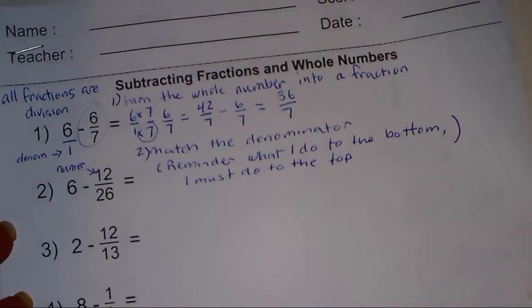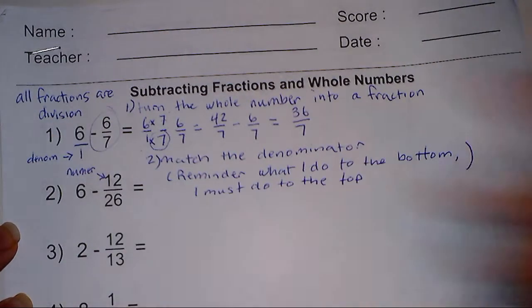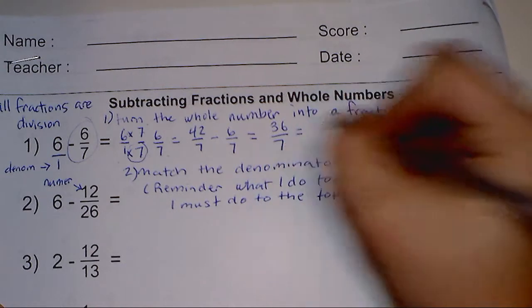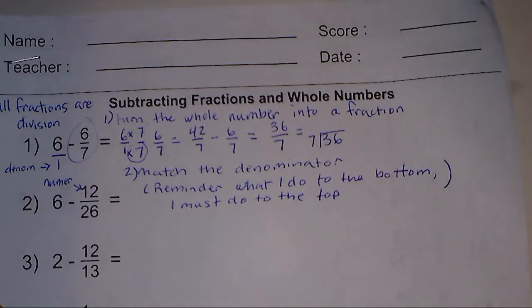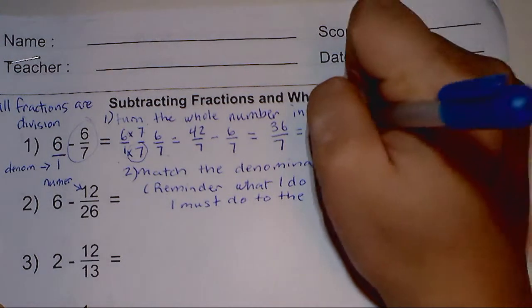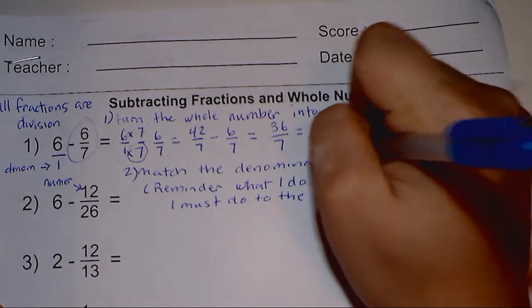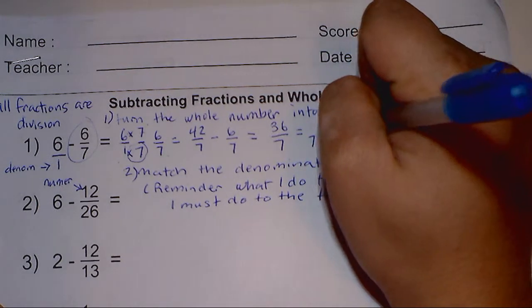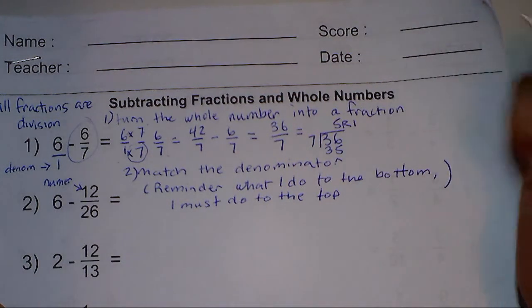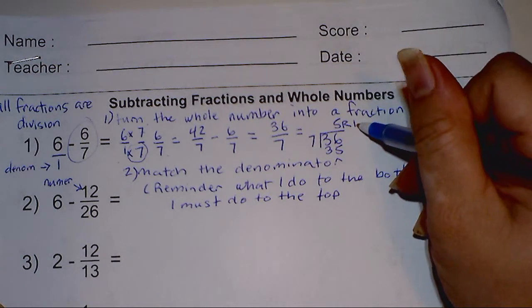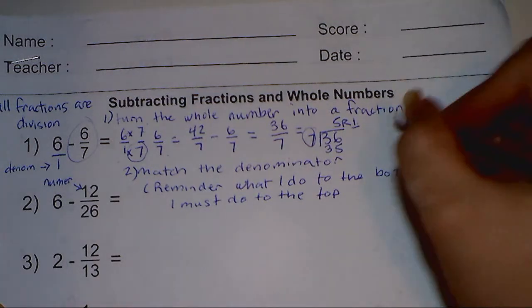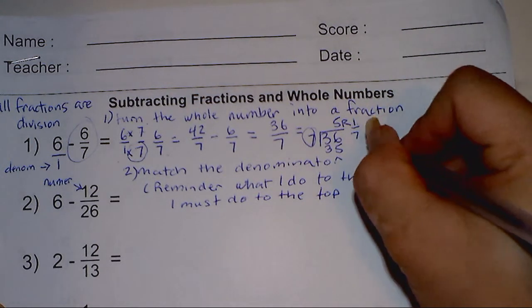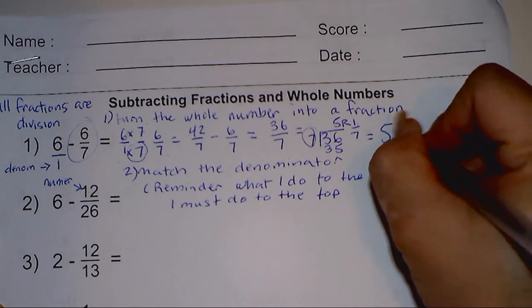So, like I said, every fraction is a division problem, so we just divide it out. 36 divided by 7. And if you know your multiplication table, 7 times 5 is 35. That gives you a remainder of 1. So they turn that remainder into a new fraction. Remainder 1 out of what? 1 out of 7. So my answer is 5 1/7.